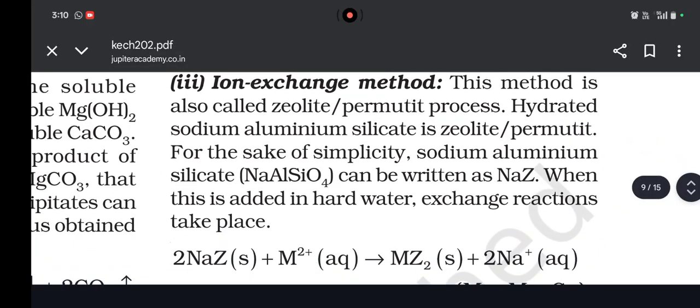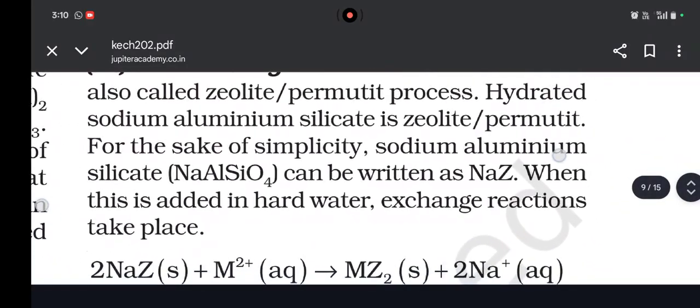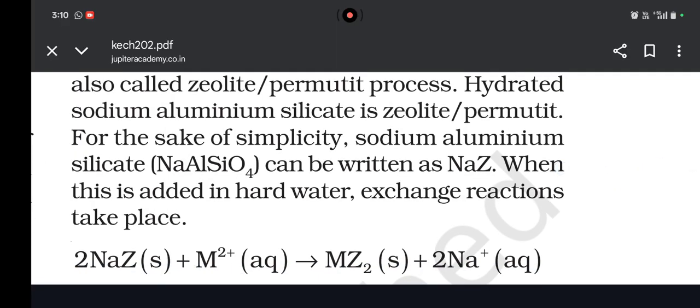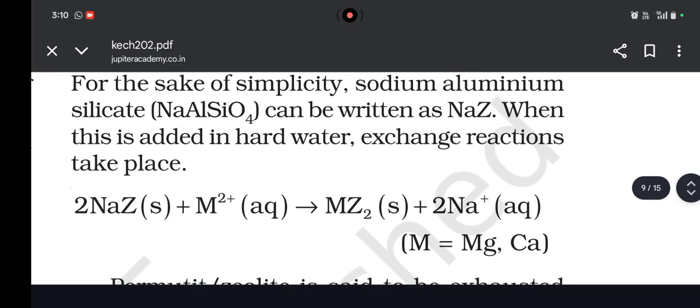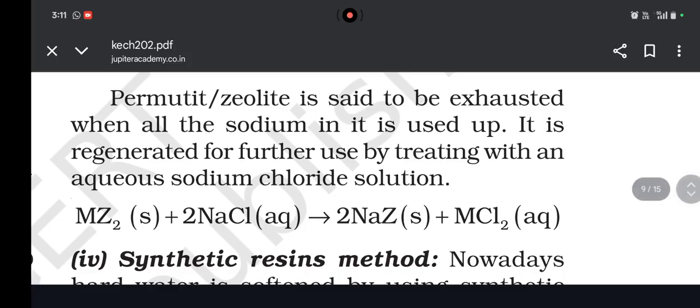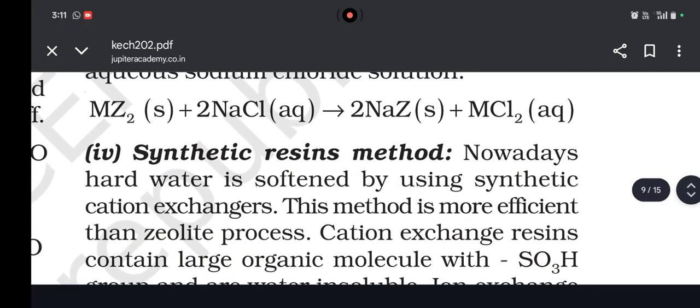Third, ion exchange method. This method is also called the zeolite permutit process. Hydrated sodium aluminium silicate is zeolite permutit. For the sake of simplicity, sodium aluminium silicate, NaAlSiO4, can be written as NaZ. When this is added to hard water, exchange reactions take place. Permutit or zeolite is said to be exhausted when all the sodium in it is used up. It is regenerated for further use by treating with an aqueous solution of sodium chloride.